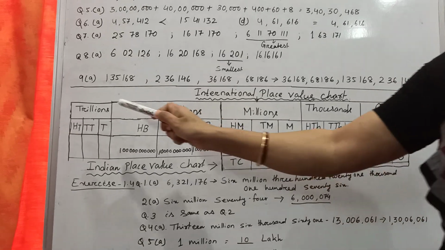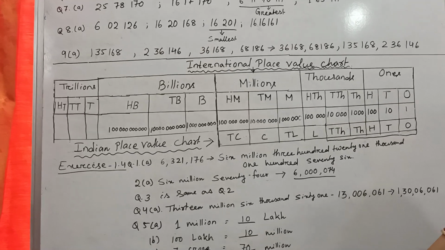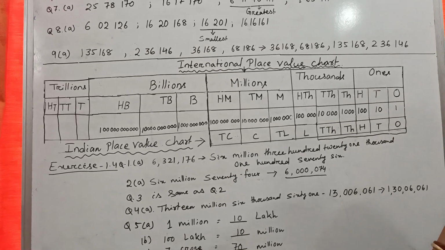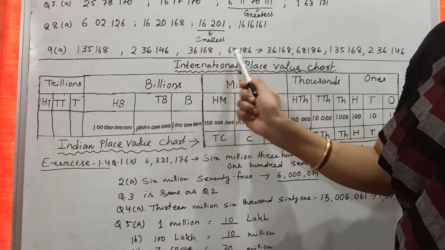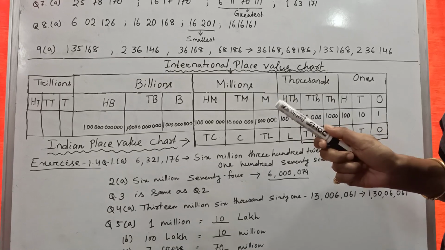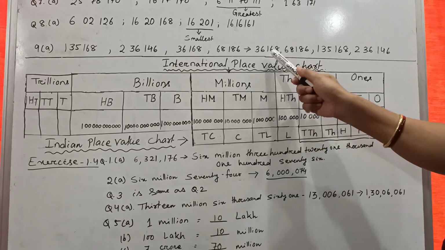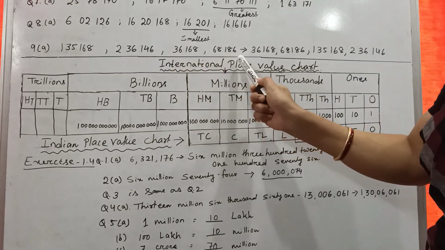Then come to question number 9. In question number 9, you have to arrange all the numbers in ascending order. Here 4 numbers are given. You have to write in ascending order. Ascending means smallest to largest. So first you find out which one is the smallest number.